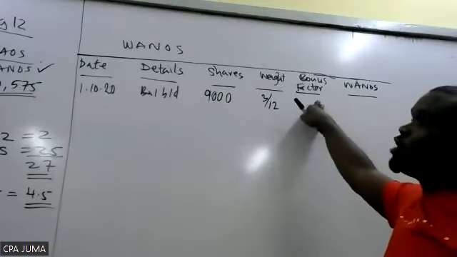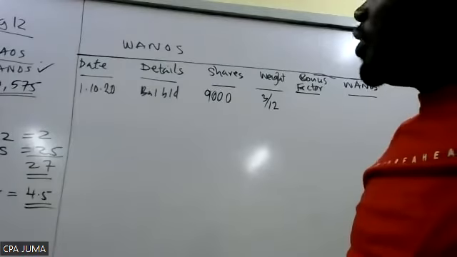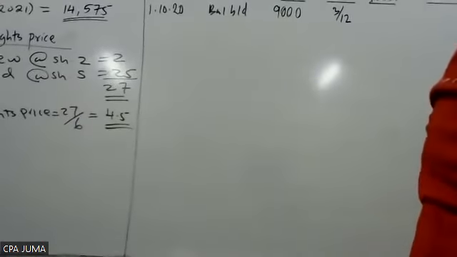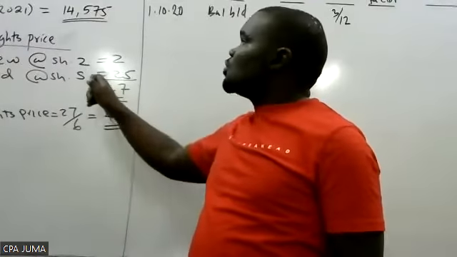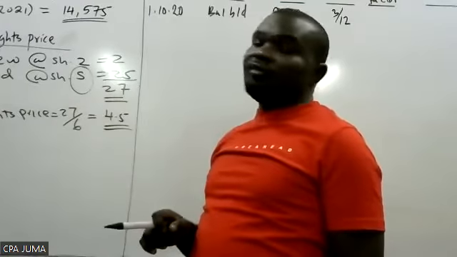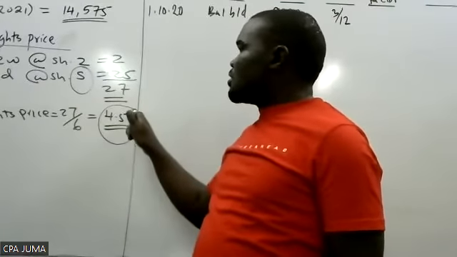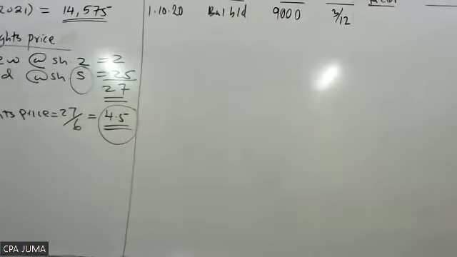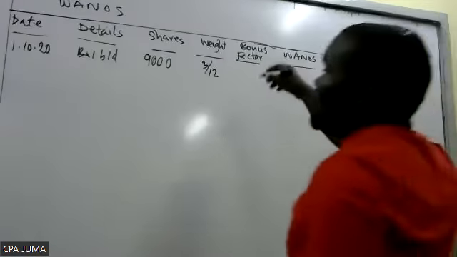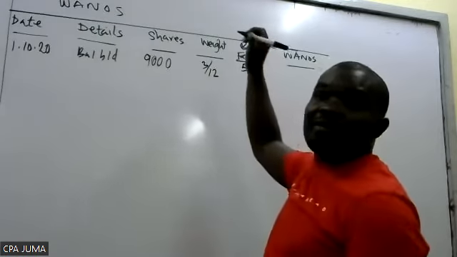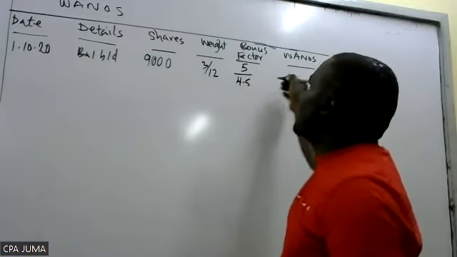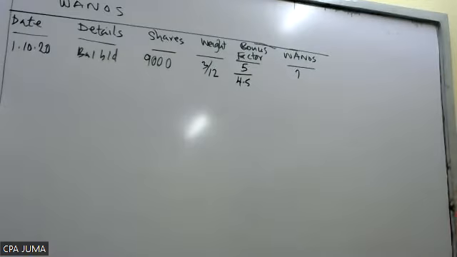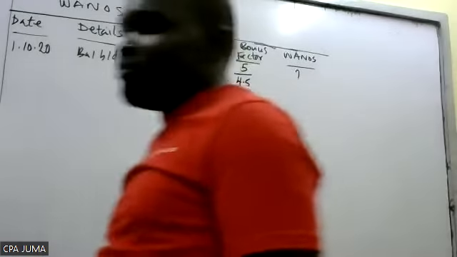Then bonus, you take this one here. You take the fair value before the rights issue, which was this one here, 5 over the ex-rights price. So you come here under the bonus factor, you give us the fair value, which is the cum-rights, over the ex-rights price, which is 4.5. Give me this figure. Give me that figure. Multiply.